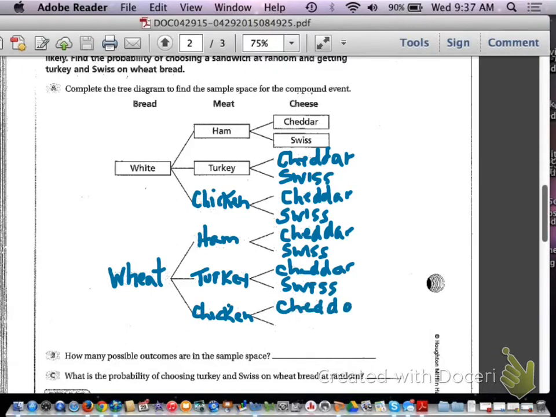So the first part is going to ask us how many total possible outcomes we have. Our total possible outcomes can be found by counting the very last branch on the tree, which in this case represents the cheese. So there are 1, 2, 3, 4, 5, 6, 7, 8, 9, 10, 11, 12 total outcomes. And in this case, the favorable outcome would be picking wheat, turkey, and Swiss, which represents 1 of the 12 possible outcomes. So our probability is 1 out of 12.